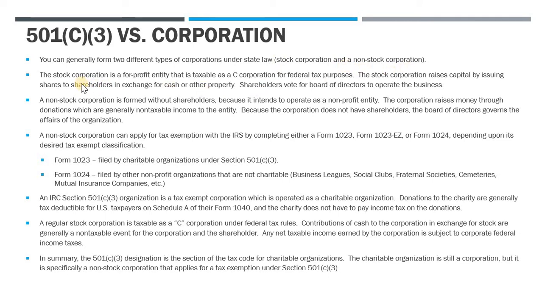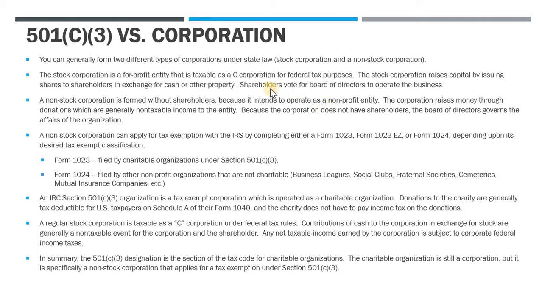The stock corporation is the one that we're all most familiar with, right? This is a for-profit entity, so it's just, let's say, a regular Delaware corporation that's going to be taxed as a C corporation for federal tax purposes. Now, because it's a stock corporation, that means it is eligible to issue stock to shareholders to raise capital, right? So that's how this stock corporation raises funds to conduct business, right? It sells stock to shareholders in exchange for cash or other property.